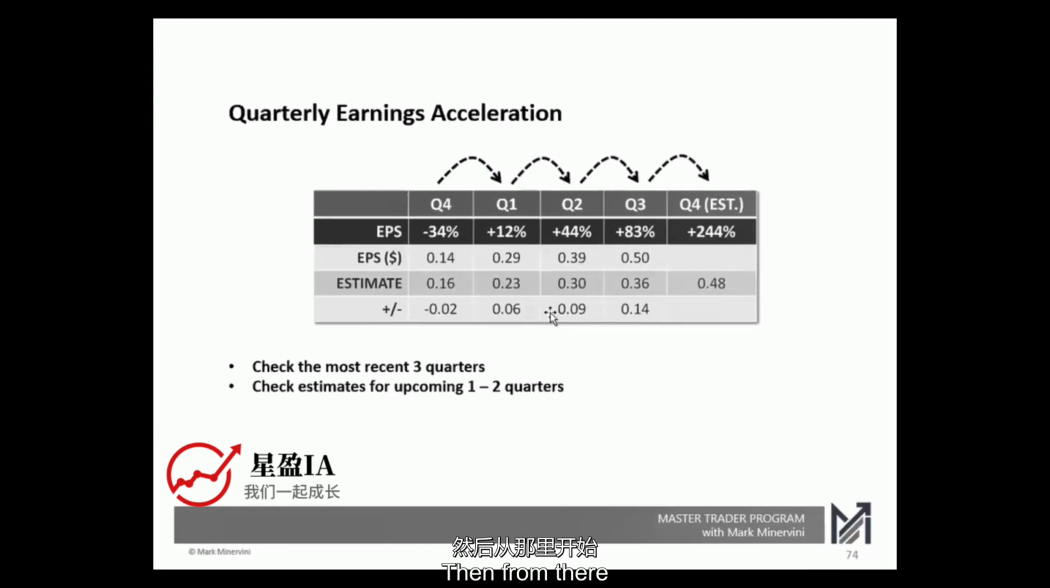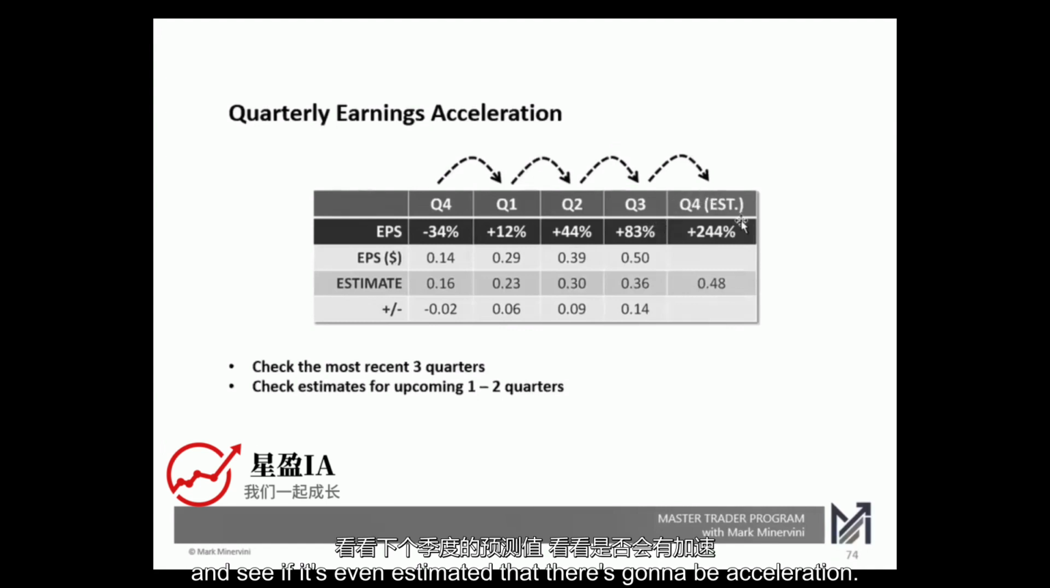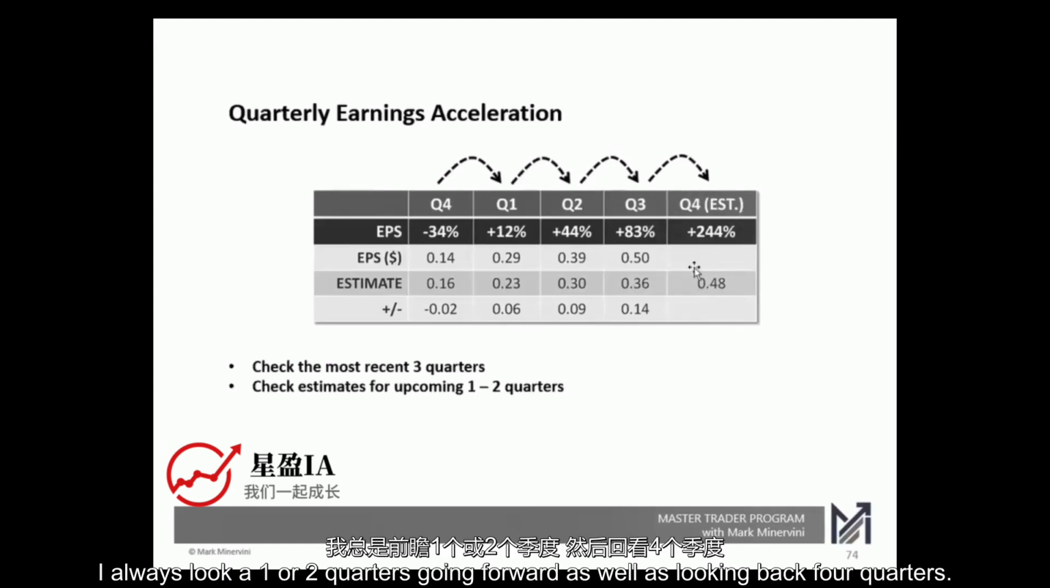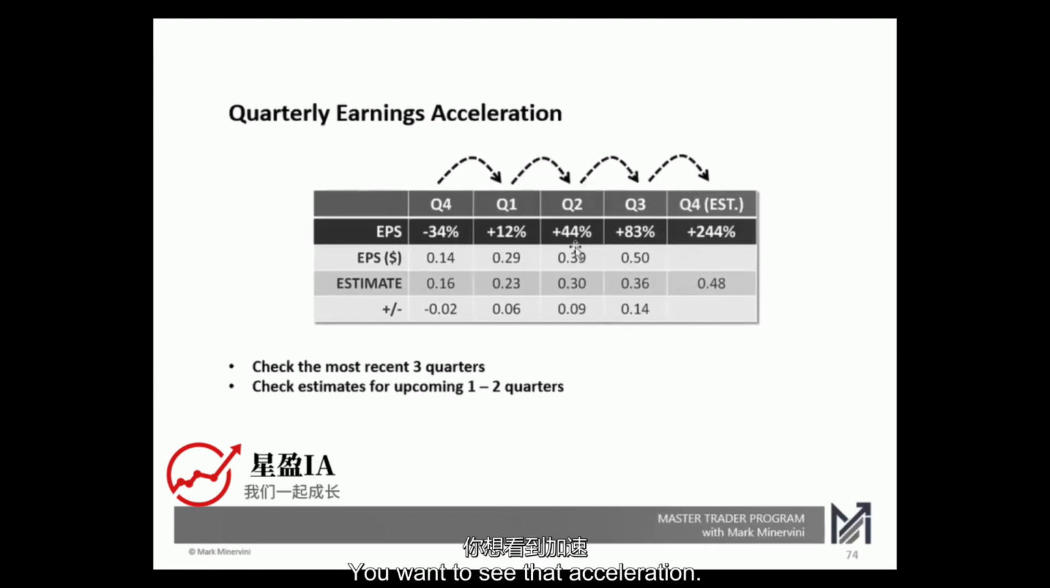And then from there, sequentially, this is where you want to see acceleration. Acceleration can even be going from negative to positive, and then from positive to even more positive. You can even look forward at the estimate for the next quarter and see if acceleration is estimated. I always look at 1 or 2 quarters going forward, as well as looking back 4 quarters. So you want to see that acceleration.